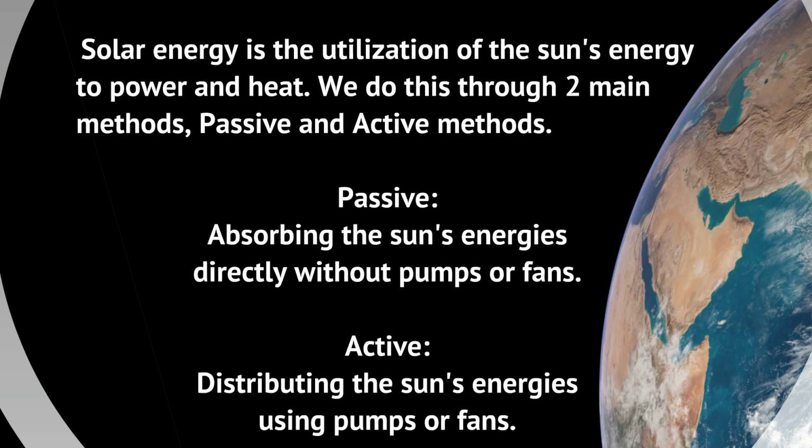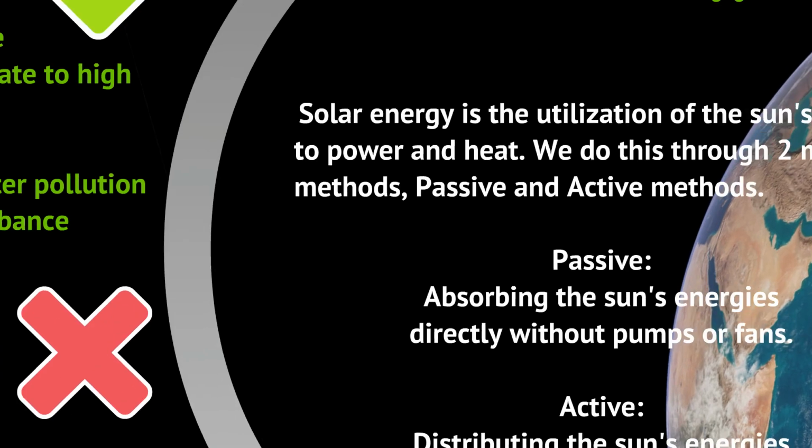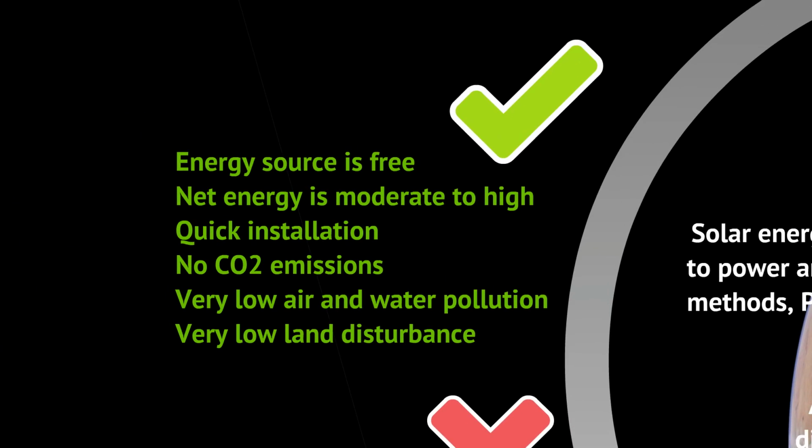That's passive. Active methods involve diverting that energy, distributing that energy, moving it around using those pumps and fans and fancy gizmos. So, what are some of the benefits? Well, first of all, energy is free. You can't really place a price on the sun. Net energy is moderate to high. Now, when I say net energy, it basically means how much energy you're getting out, subtracting the energy it took you to get it in the first place.